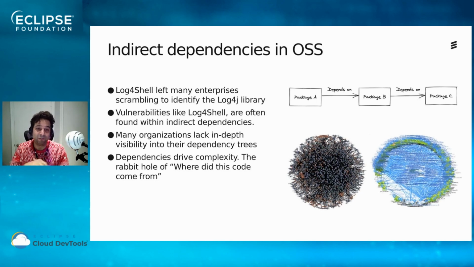Many organizations don't even have an in-depth view of what's going on. At Ericsson, we're pretty good. Because we are following the executive order, we are going to be delivering our SBOMs. But these dependencies increase the complexity, and having someone follow these is an n-squared problem, or it could be even higher. So you're jumping down that rabbit hole of, where did this code come from? I don't remember importing it.